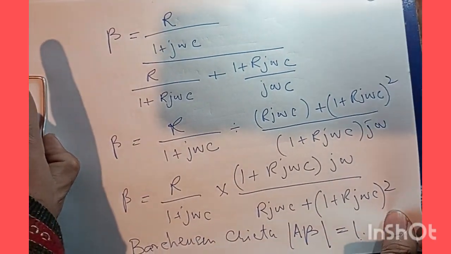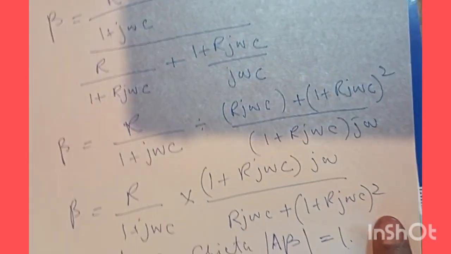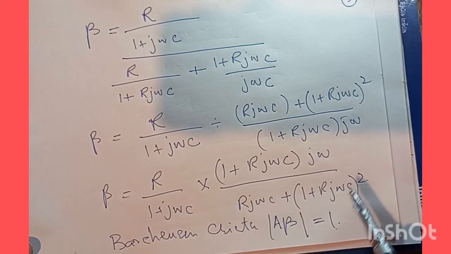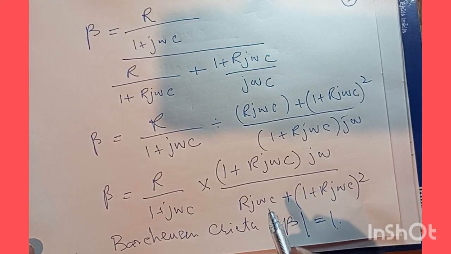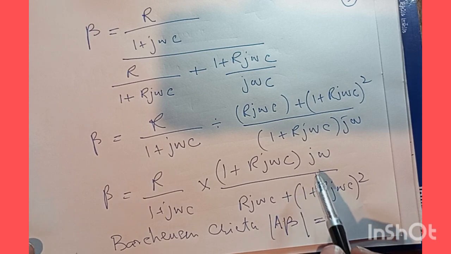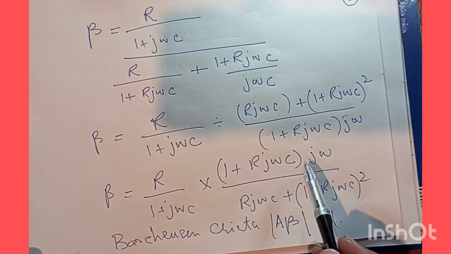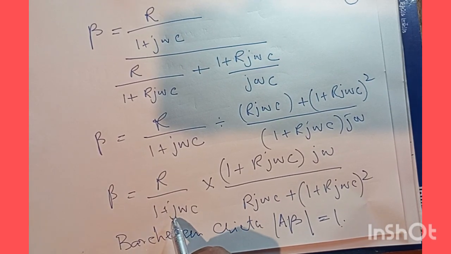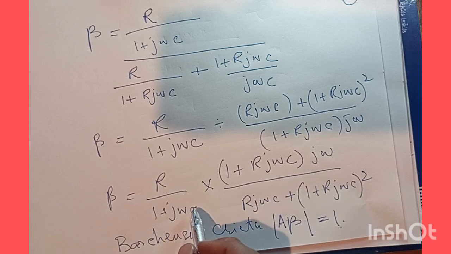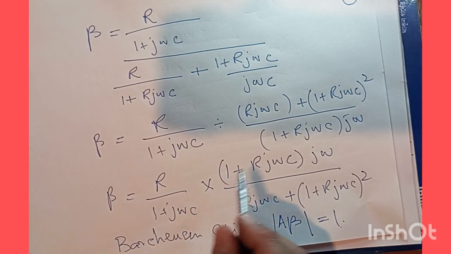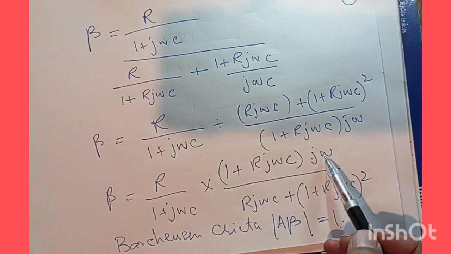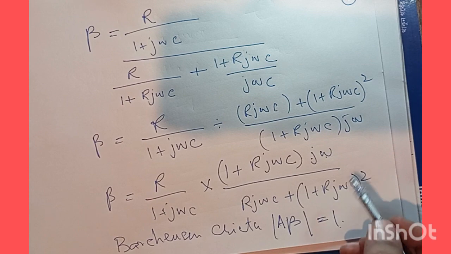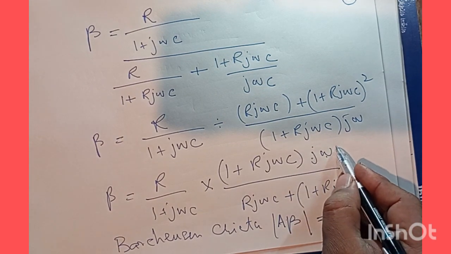Okay, so when we do that, what's going to happen? Do I have any kind of cancellations? You can see here, this is 1 plus j omega C, right? And here I have j omega. Where is the C here? It must be j omega C.